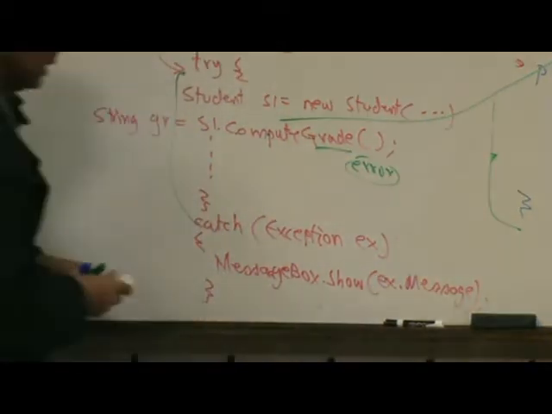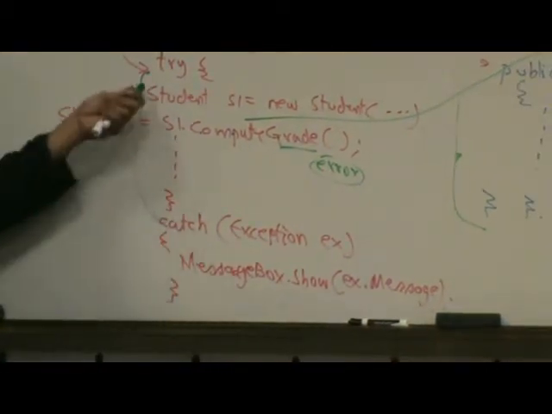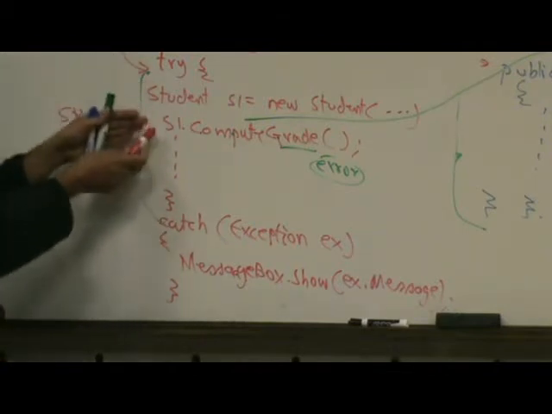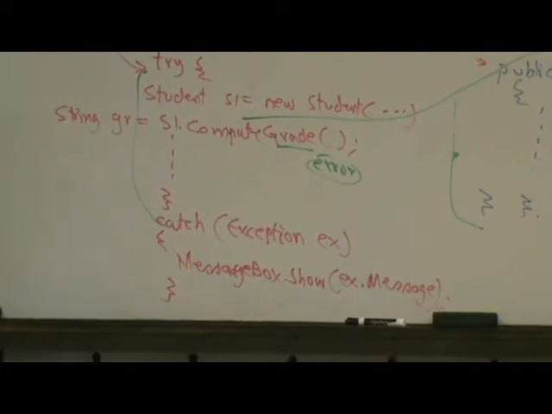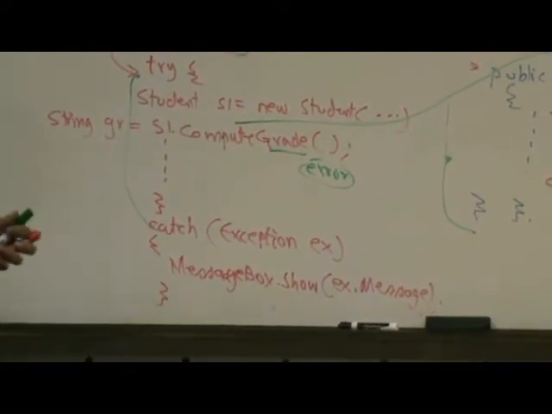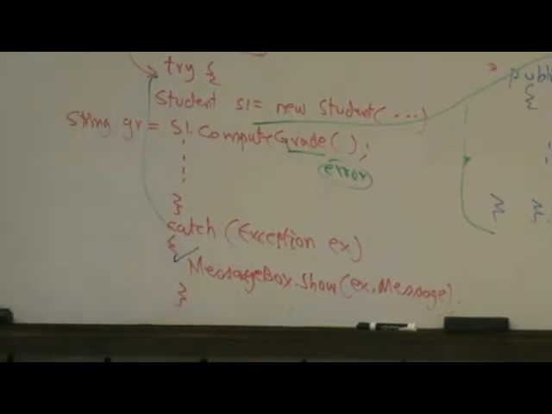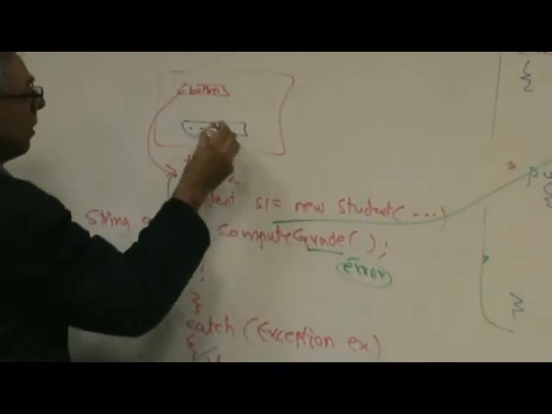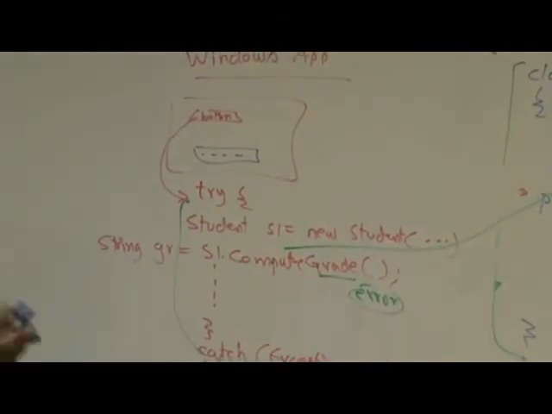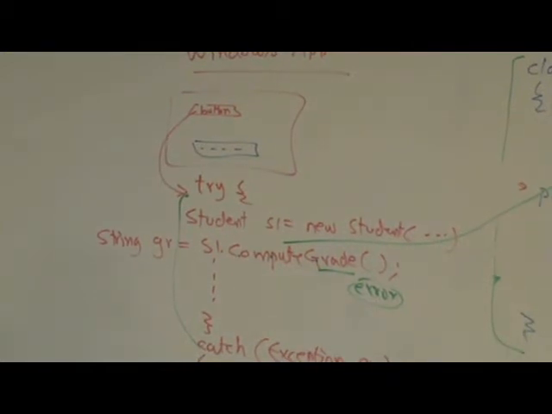So is it okay to show the message here? Because this is part of the button handler, which is tied to the form, which is tied to the user interface. If the code is tied to the user interface, it's okay to show the message. Whether you show it in a message box or put it in a label, either way, you can let the user know some error occurred.